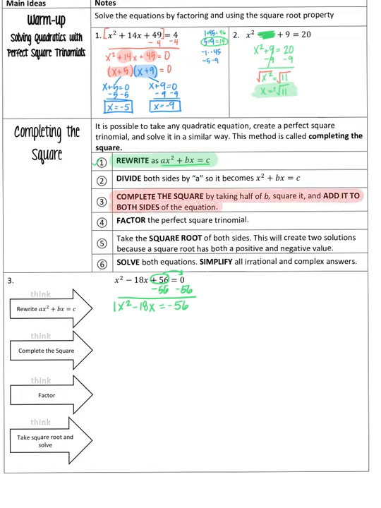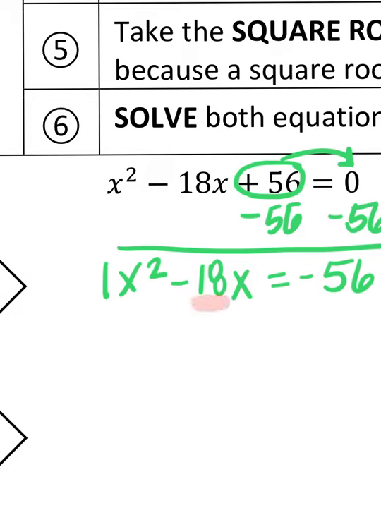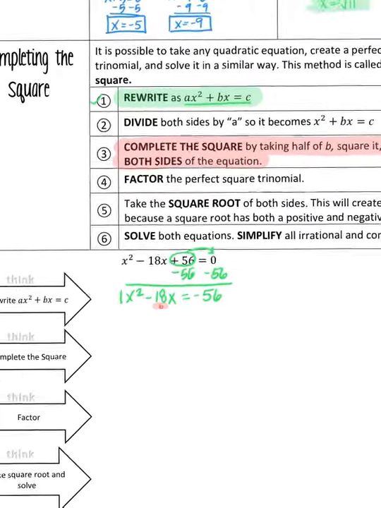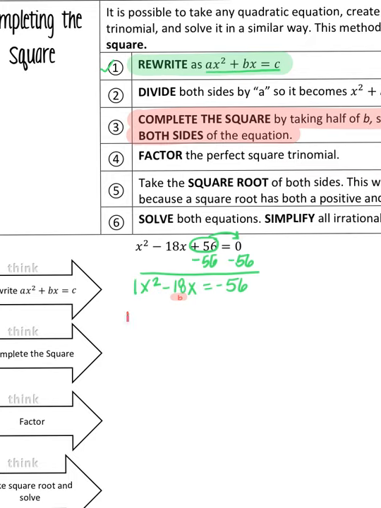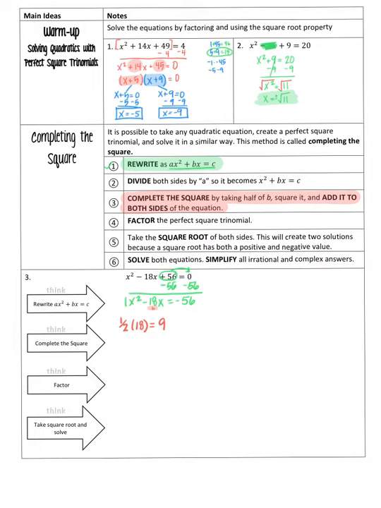Completing the square. So what we need to do is we need to take half of b, and b is the number in front of x. This is always b, okay? The number in front of x. Okay, we're going to take half of it. So 1/2 of 18 equals 9. Everyone would agree that 1/2 of 18 equals 9.